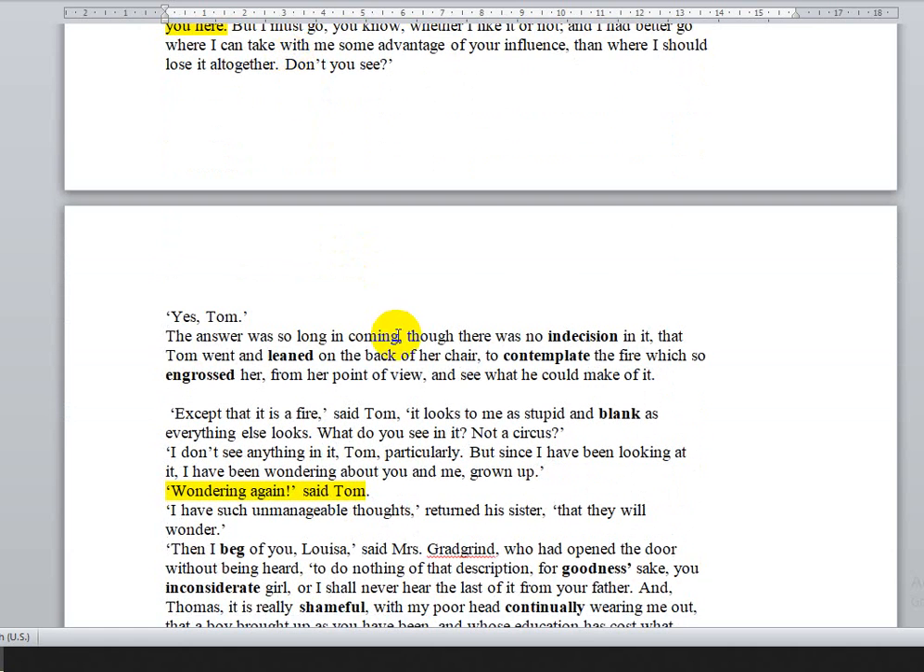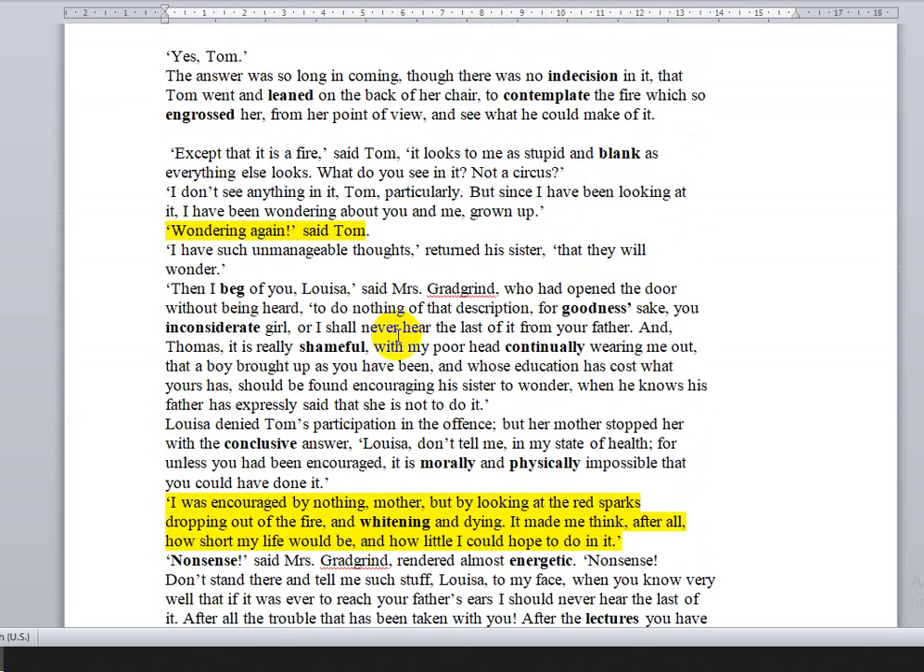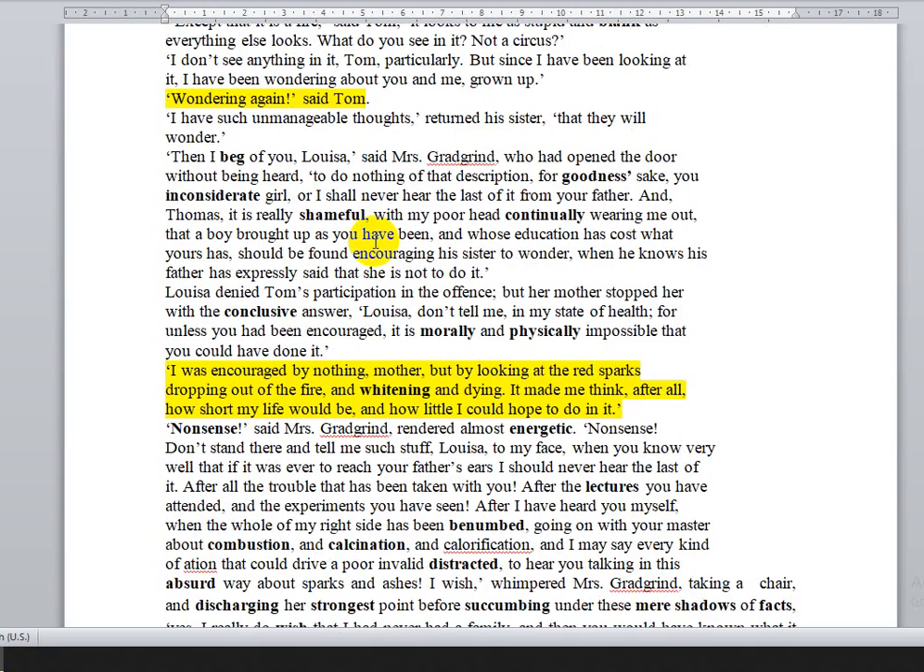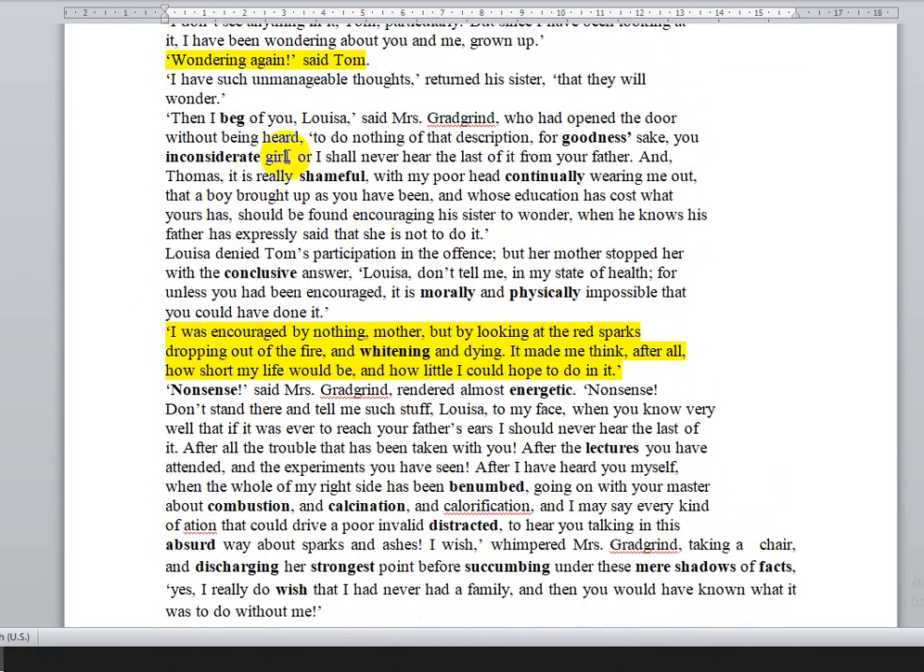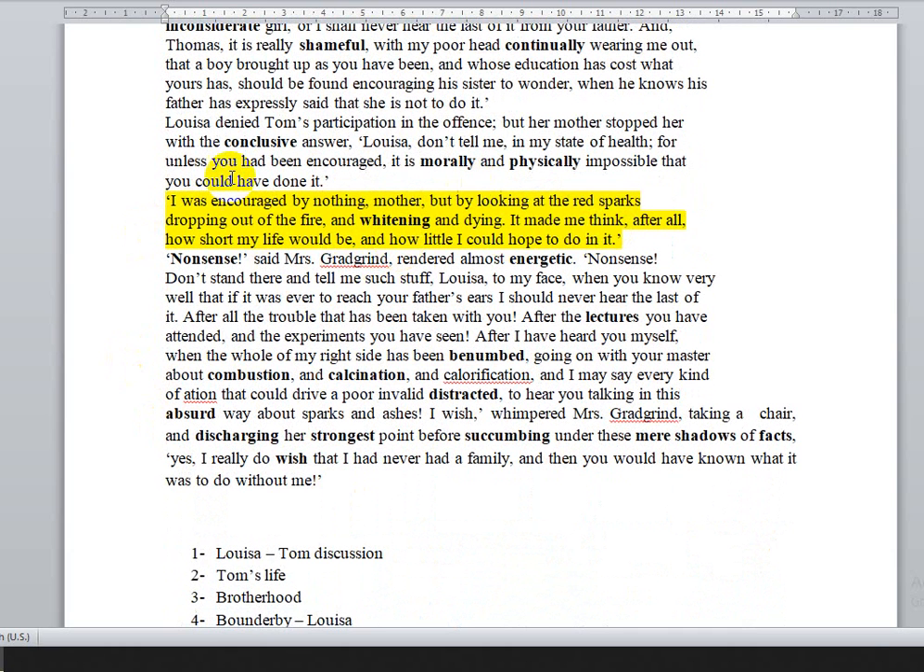When he tries to amuse himself, he needs to be away from this house. Wandering is repeated more than once. And then you have Mrs. Gradgrind entering the scene. I was encouraged, this is Louisa talking to her mother, I was encouraged by nothing, mother, but by looking at the red sparks dropping out of the fire and whitening and dying. This is the process of life.